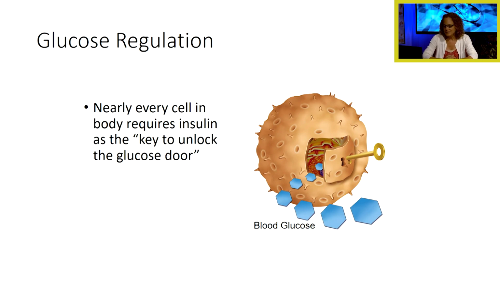So nearly every cell in our body requires insulin as the key to unlock the glucose door, all right? So let's take a second and take a look at this slide and think about this. This is kind of an image of a cell here, and I want you to think of the key here in the image as unlocking the door to the cell for blood glucose to come in and go out. Okay, so nearly every cell in the body requires insulin as the key to unlock the glucose door.